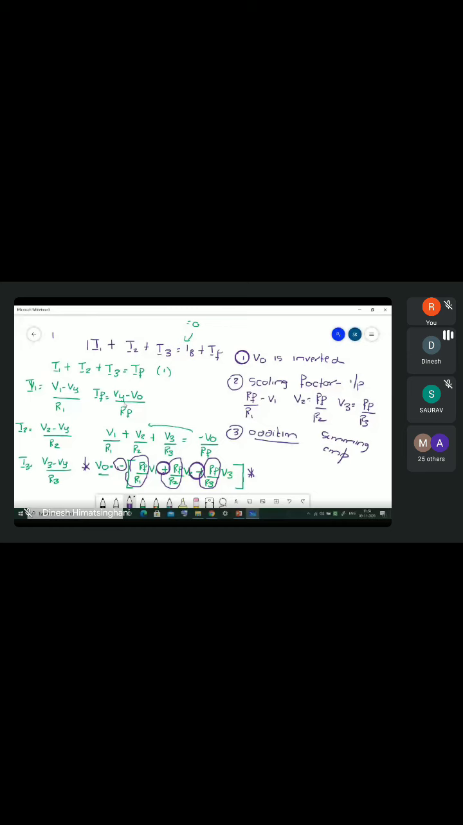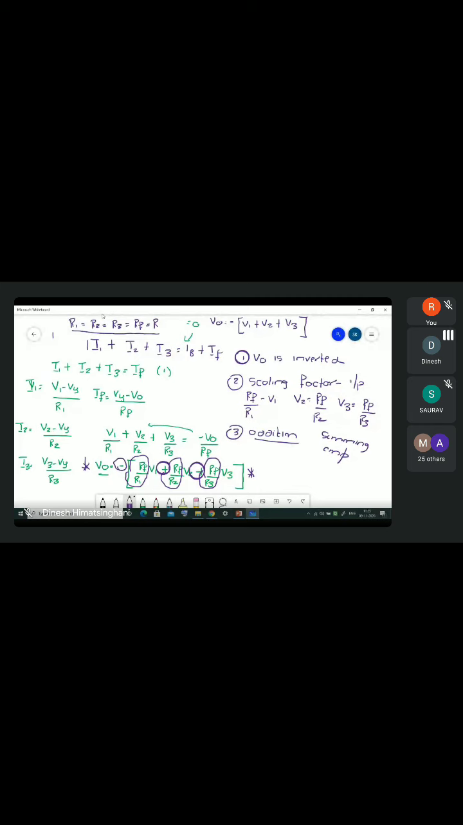Let us say R1 is equal to R2 is equal to R3 is equal to RF, all the resistances are equal. So look at this equation. This equation will be V0 is minus V1 plus V2 plus V3. Please understand this. The ratio RF by R1 is 1 because all the resistances are equal. The ratio RF upon R2 is also 1.